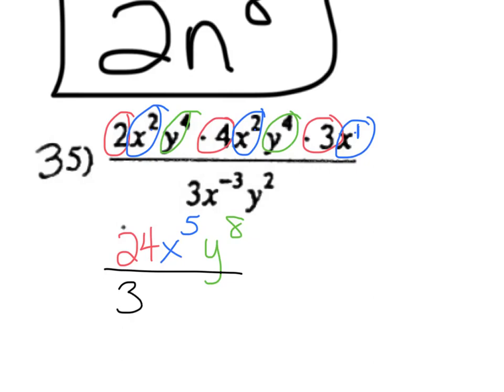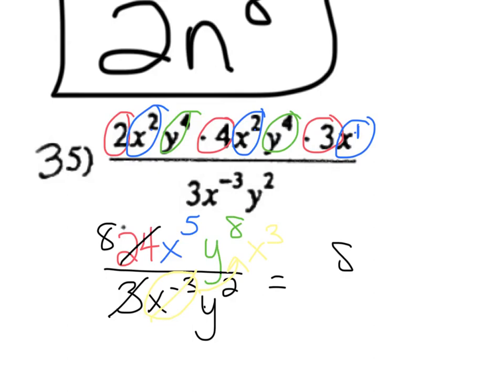On the bottom, 3, x to the negative 3, y squared. Well, one thing I know is this x to the negative 3 needs to move up on top and become positive. I also know that I can take 24, divide it by 3, and get 8. So now I have 8. When I put those x's together, 5 x's here, 3 here, makes x to the 8th.